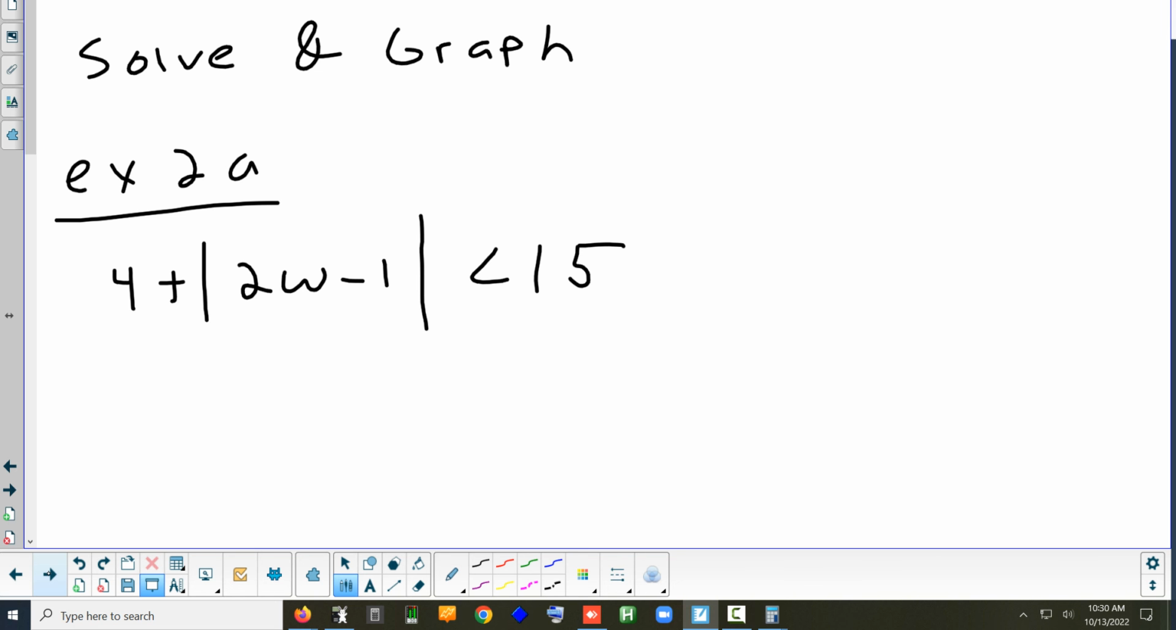So just to start people off here, what is it you have to move to the other side first? Yep. You have to move this 4. And right now it's a plus 4. How would you move plus 4 to the other side? Yep. We'll just subtract it. You would subtract it. That's your first step on this one. So let's do the first step together.